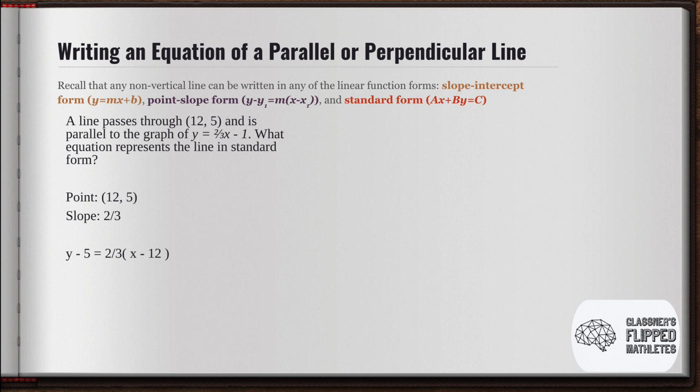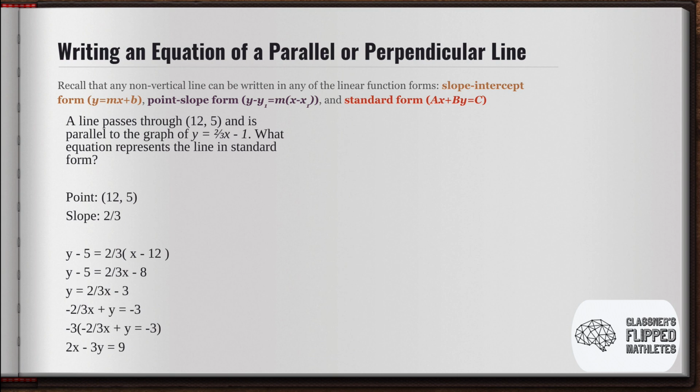From here, we're just going to convert. Let's distribute the 2/3. y minus 5 equals 2/3 x minus 8. Add 5 to both sides, and then subtract 2/3 x from both sides. So now it's in that form, ax plus by equals c. Remember, we like a to be positive and a whole number, so let's multiply the entire thing by -3, and you'll get 2x minus 3y equals 9.